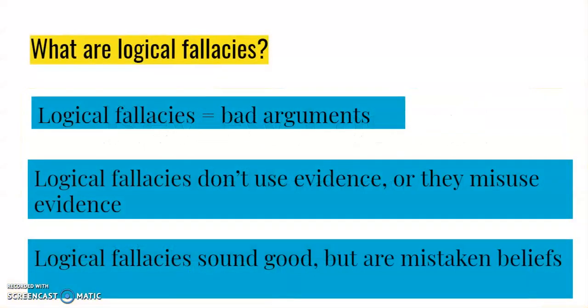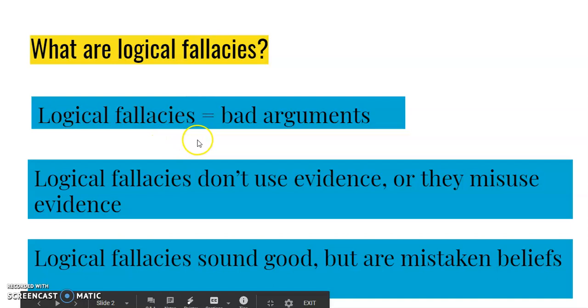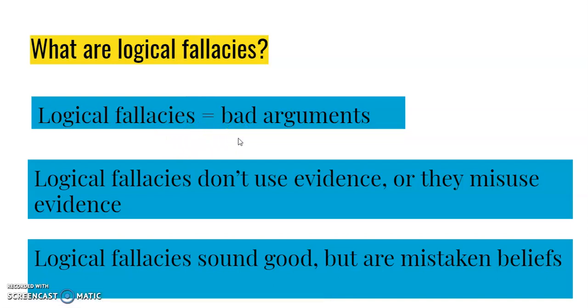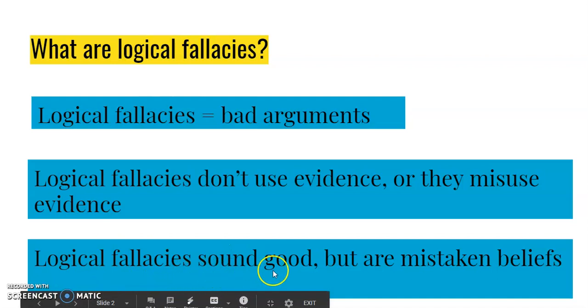What are logical fallacies? Logical fallacies are bad arguments or weak arguments. They are arguments that use bad reasoning and unsound logic. Logical fallacies don't use evidence, or they might misuse evidence. That means use evidence in a bad or wrong way. Logical fallacies often sound good, but they are mistaken beliefs or wrong information.